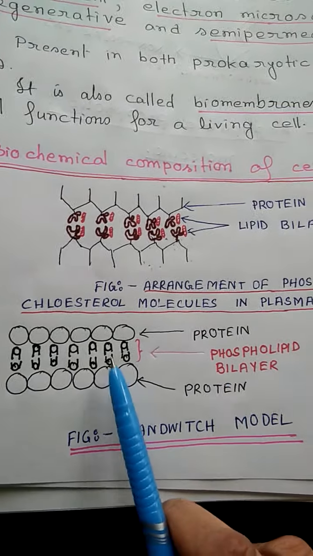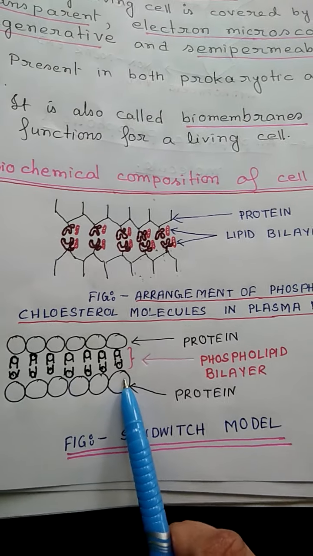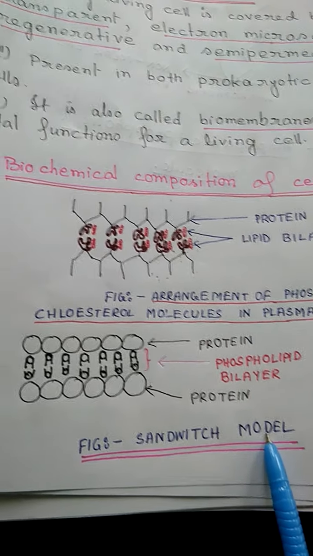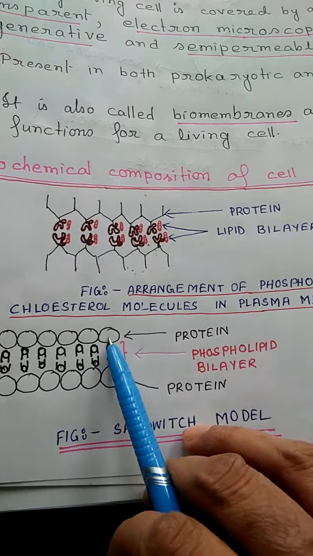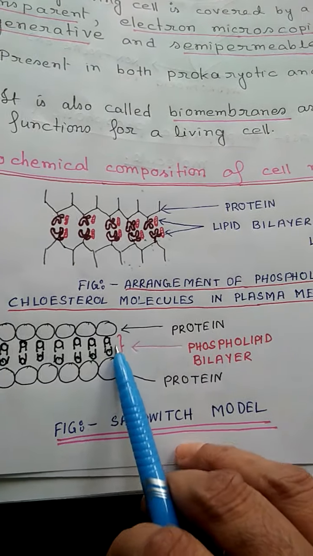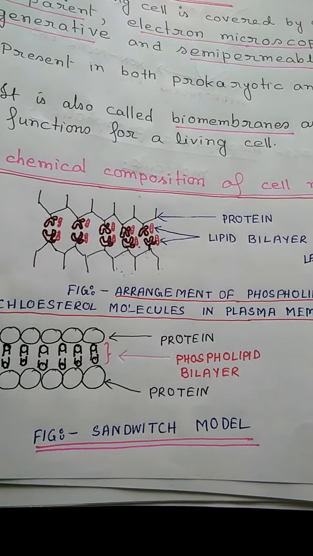This is one of the important structures of the plasma membrane, which is known as the sandwich model. Sandwich means two breads with butter in between. The breads are nothing but the proteins, and the middle part is the phospholipid part. It is known as the sandwich model.